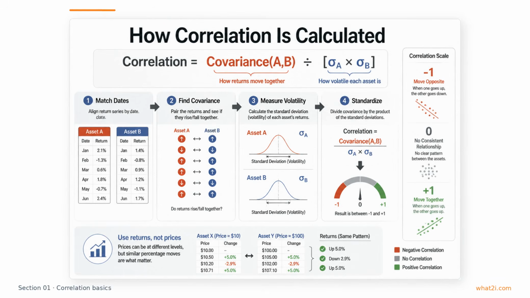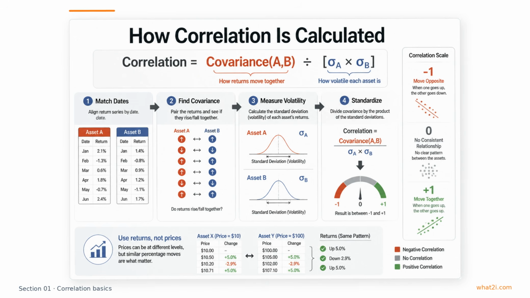To calculate correlation, you start with matched return data for both assets over the same dates. Once those returns are lined up, you measure their covariance to see whether they tend to rise and fall together. Then you calculate the standard deviation of each asset's returns, which tells you how much each one moves on its own. Correlation is the covariance divided by the product of those two standard deviations. That division is what turns a raw relationship into a standardized measure. The formula may look technical, but the intuition is simple. How much do these assets move together after adjusting for how volatile each one is individually?